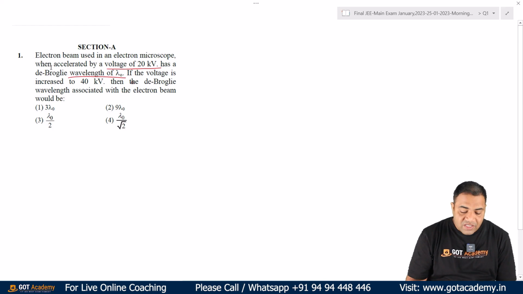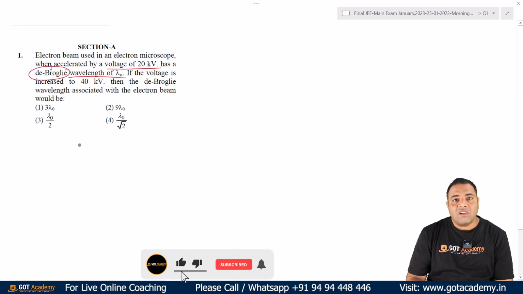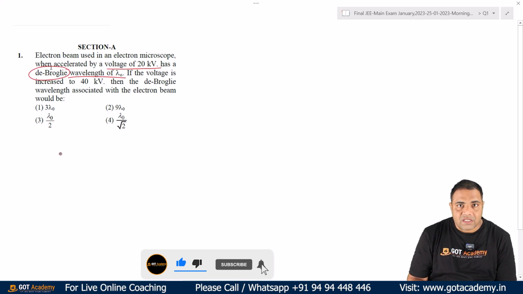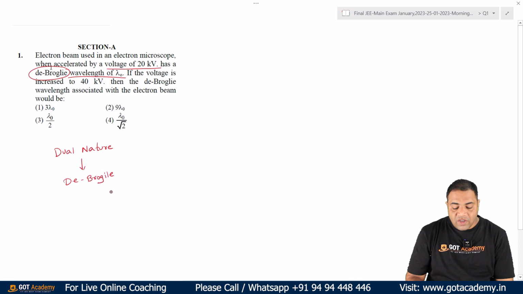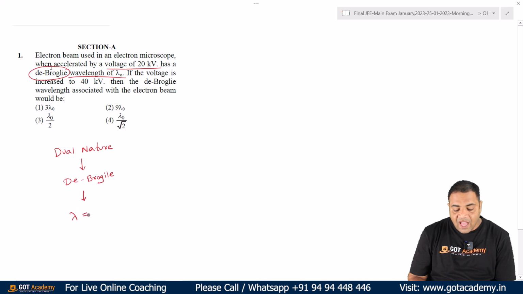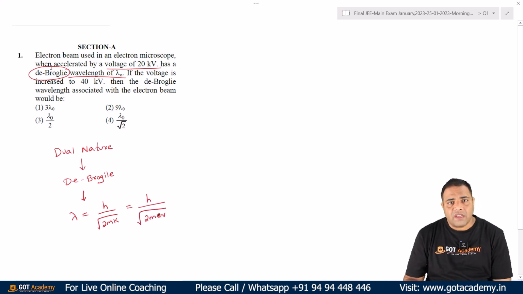So what is this chapter name? Since he has mentioned de Broglie, you have to recollect that it is from your dual nature chapter. There the subtopic is de Broglie only. In this de Broglie, we have studied different relations and formulas. That is, wavelength lambda is equal to h by mv. Or else you could write this as h by root over 2mK, or h by root over 2meV. These two are sufficient for me to explain.